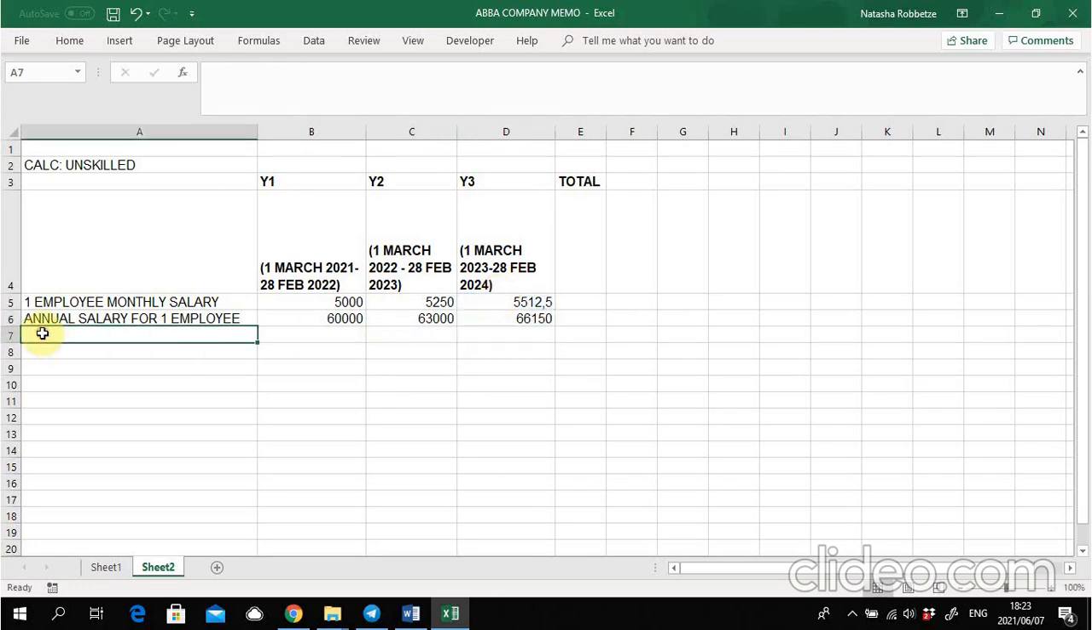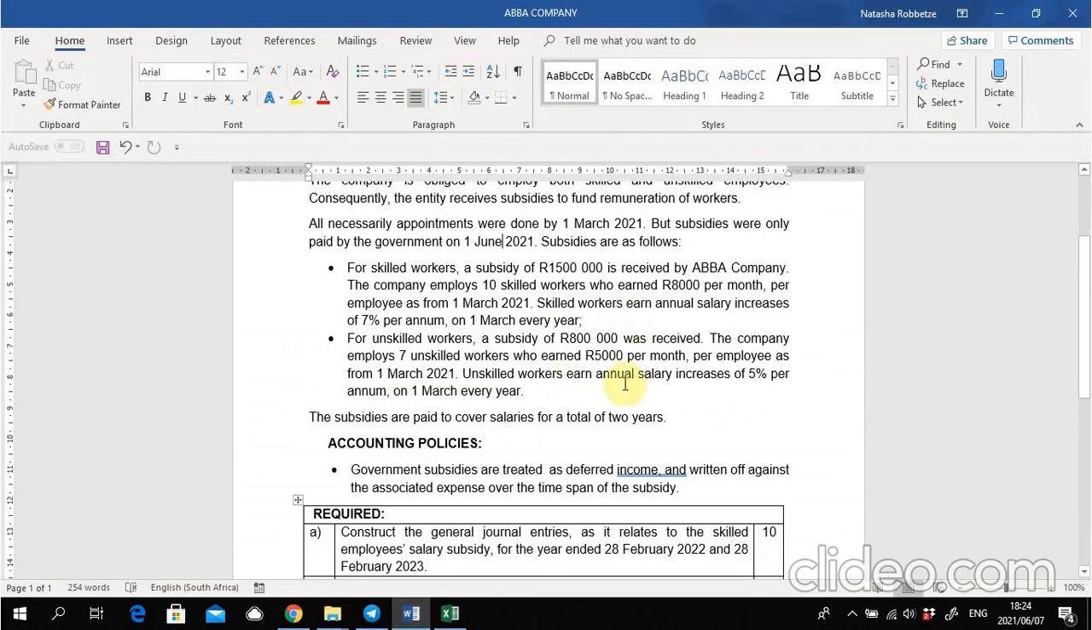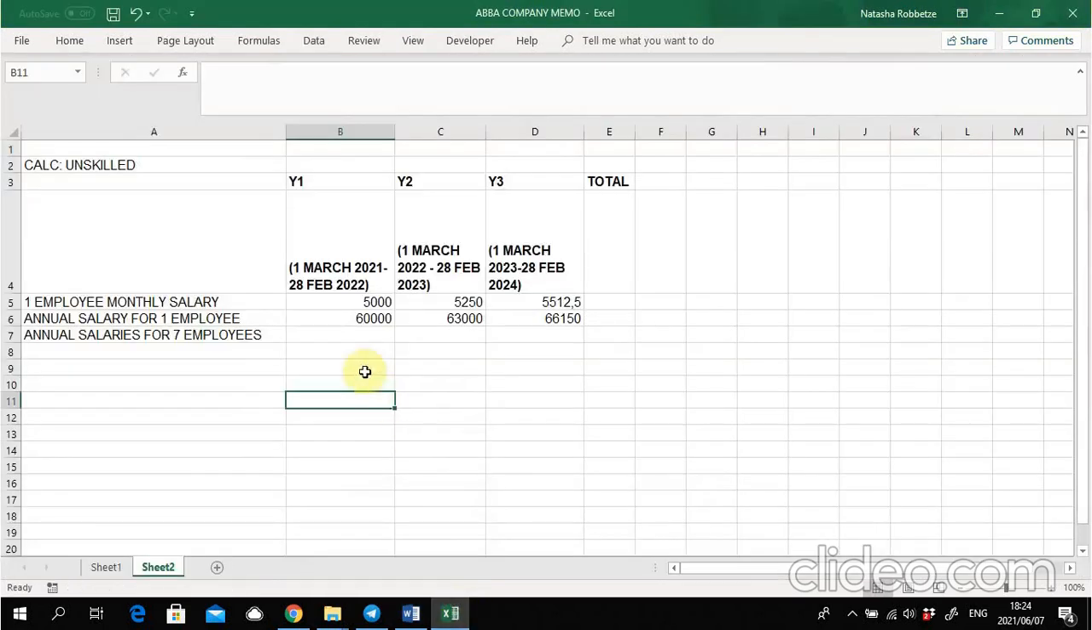And then we need to go and see, but what is the annual salary for how many do we employ? 7. For 7 employees. So they tell us, if I can ever spell correctly, that in the question for the unskilled, we only have 7 employees. So doing that calculation, I'm going to take the annual cost times 7 employees in every instance.